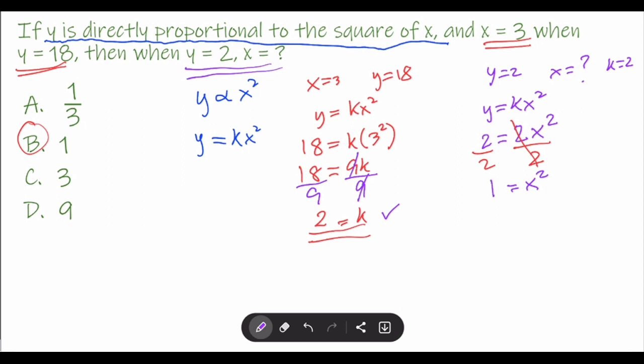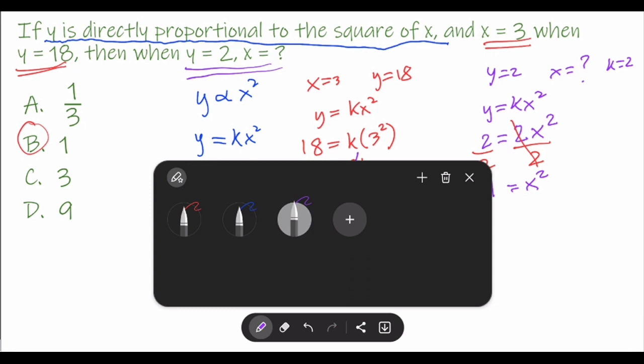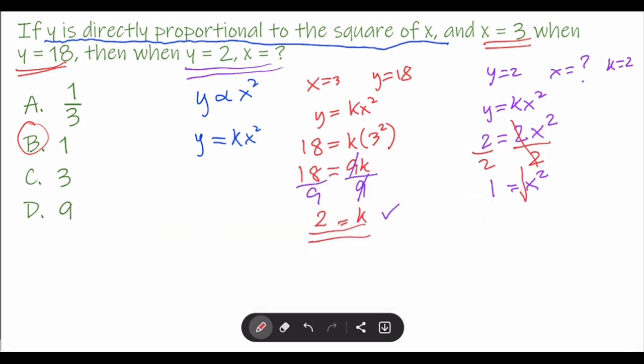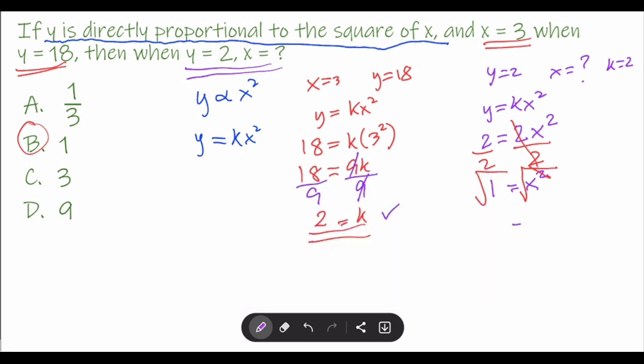Now it's not yet x equals 1 because there is still the square. So you do the opposite of square, which is the square root. I'm going to take the square root of both sides so that it's only x left on the right. It's like canceling the square root and the square because they are opposites of each other. So x is equal to the square root of 1, which is 1. That's why the answer is x equals 1.